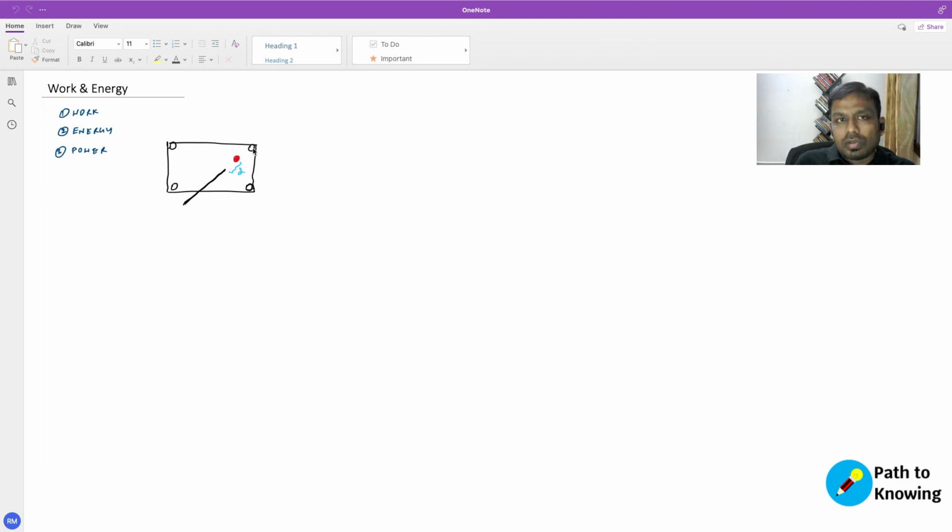If you were to quantify the work done by the cue stick, you can quantify it as: work done by the cue stick is equal to the force experienced by the cue stick times the distance, or the displacement, because it is moving in a straight line, both are the same, distance or displacement, of the cue stick.